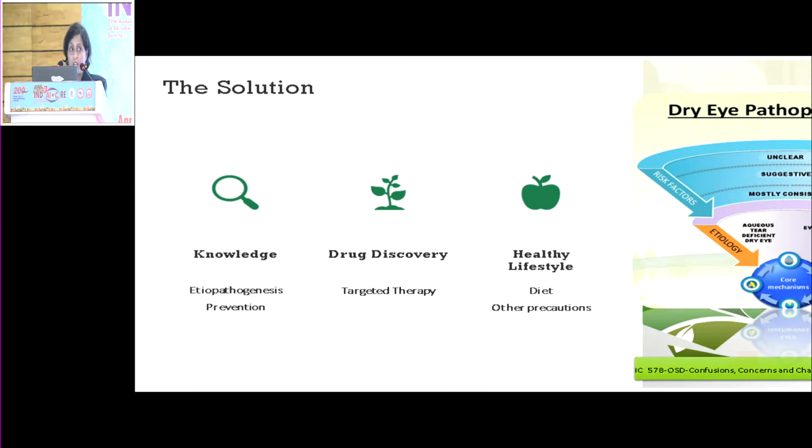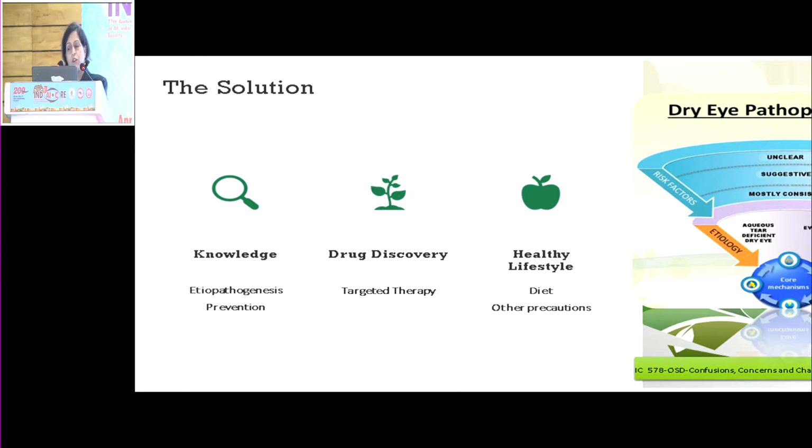And also, the etiopathogenesis should encourage us to do modes for prevention. That's something that we can work for, not only for our patients, but also in our own lives, because we also as doctors are exposed to all the diseases that our patients can get. Drug discovery, targeted therapy, and a healthy lifestyle, diet, and other preventive measures.